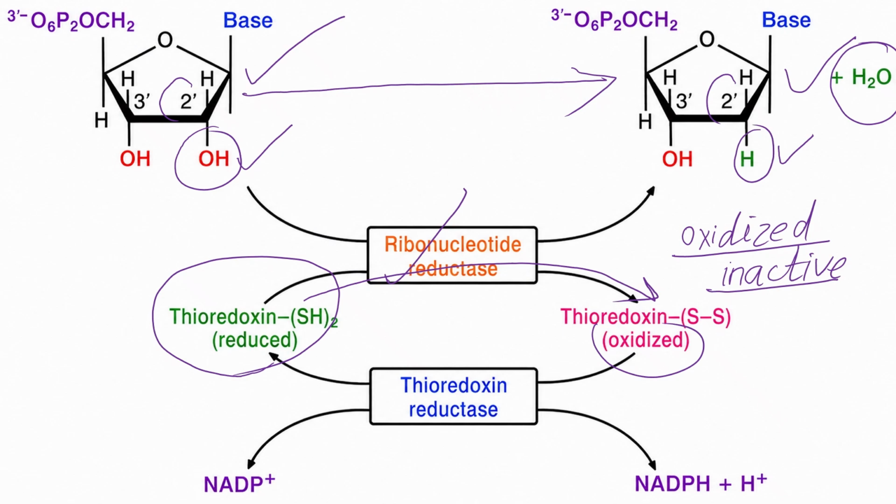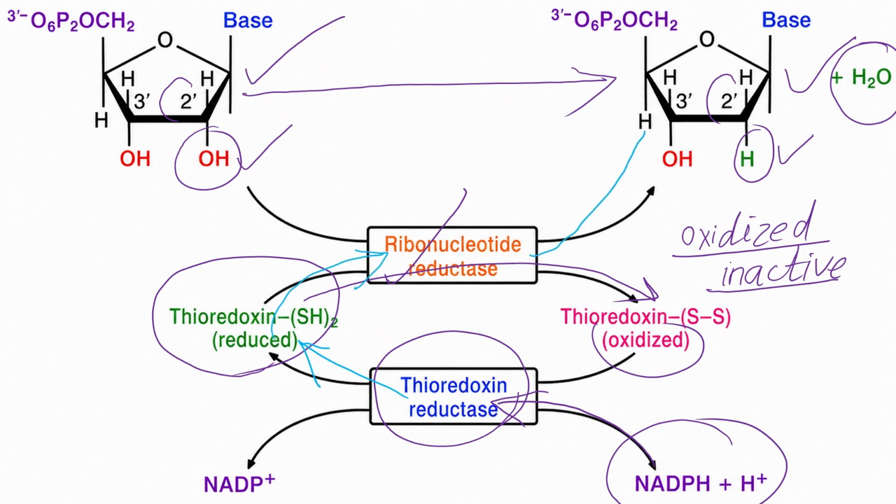So this thioredoxin gets electrons or hydrogen atoms from the thioredoxin reductase enzyme. This enzyme gets hydrogen from NADPH plus H plus. It converts NADPH plus H plus to NADP plus. So the hydrogens are transferred from NADPH plus H plus to thioredoxin, and from thioredoxin they are transferred to ribonucleotide reductase, and from ribonucleotide reductase electrons or hydrogen atoms are transferred to the ribose sugar at the 2' carbon so that it becomes deoxyribose sugar.